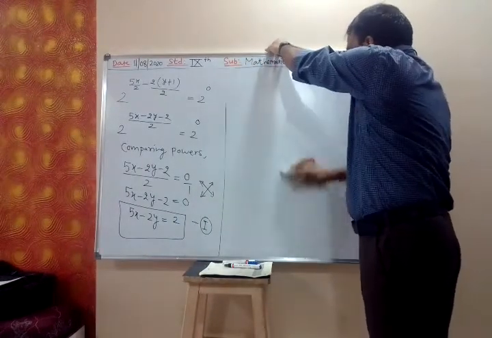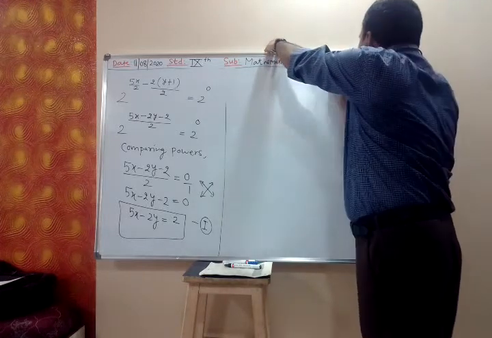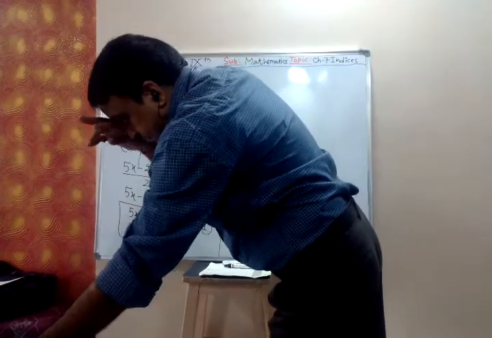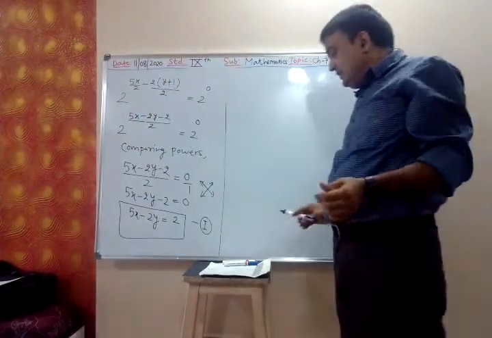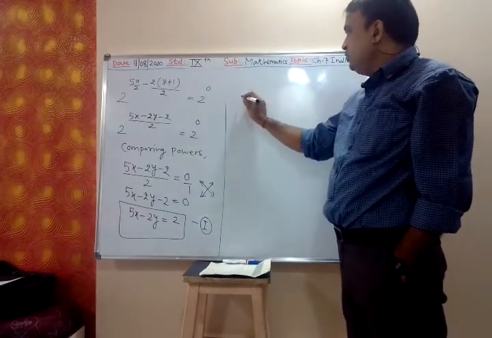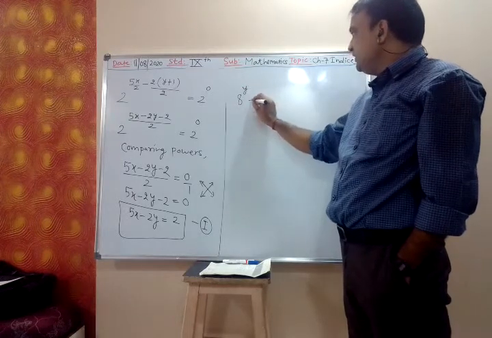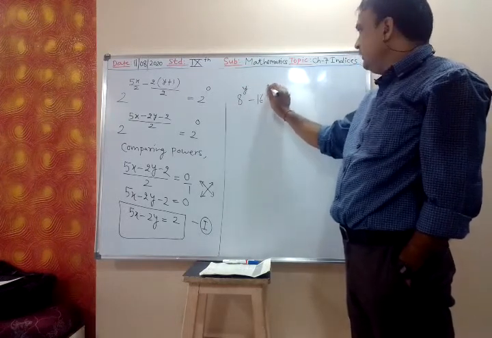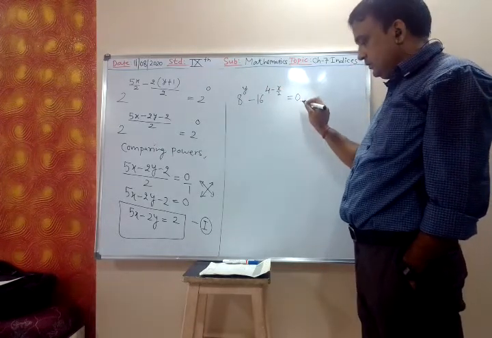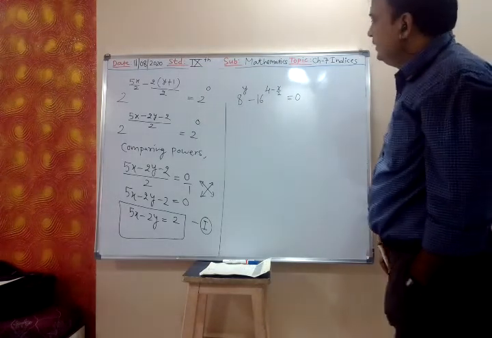So this problem is slightly different, little bit lengthy. Chances are very less. Now see, even if 1%, 2% chance is there, we have to do that. Now second, 8 raised to y minus 16 raised to 4 minus x by 2 is equal to 0. Yes. Now solve this.